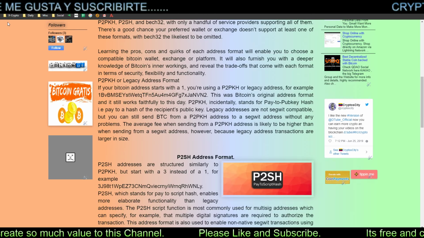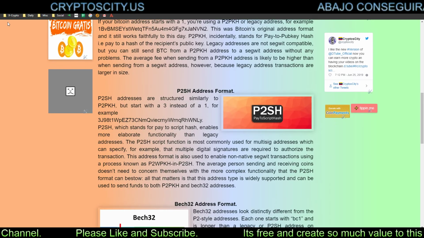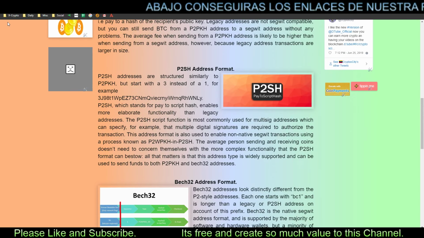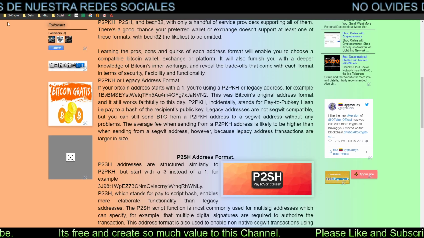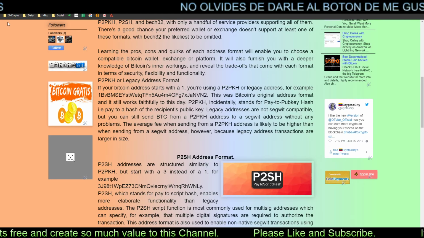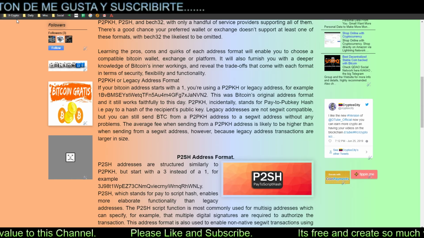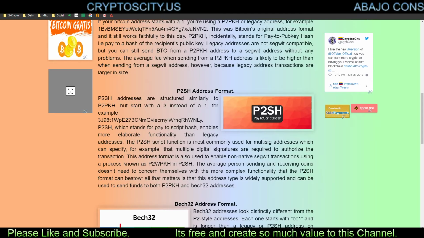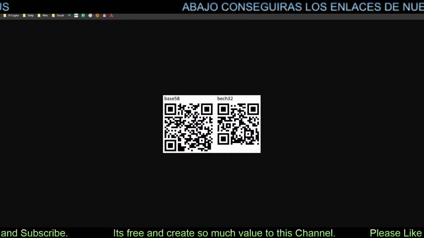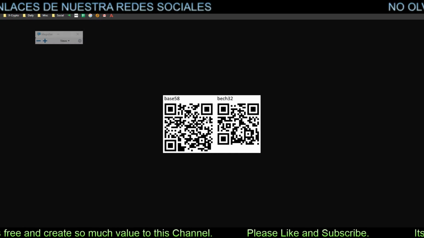P2PKH or legacy address format. If your Bitcoin address starts with a 1, you're using a P2PKH or legacy address, for example 1BoatSLRHtKNngkdXEeobR76b53LETtpyT. This was Bitcoin's original address format and it still works faithfully to this day. P2PKH, incidentally, stands for pay to pubkey hash. Pay to a hash of the recipient's public key.